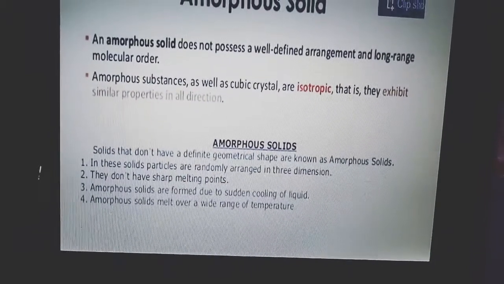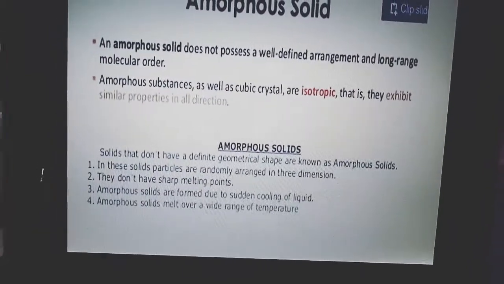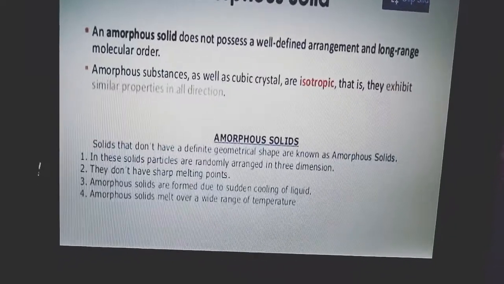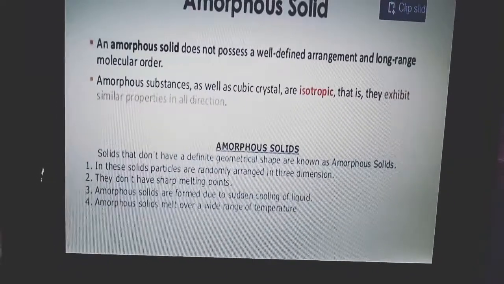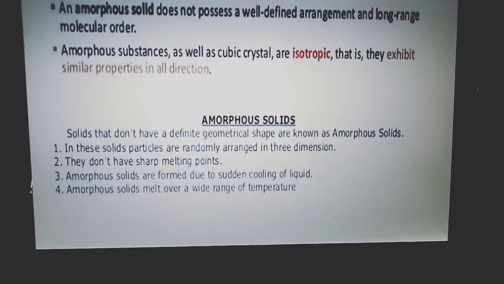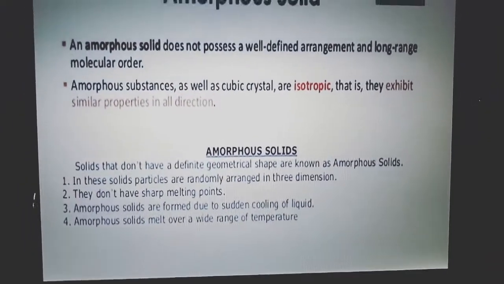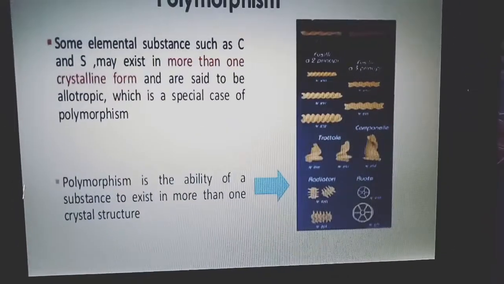Amorphous solids are formed due to sudden cooling of a liquid. When we cool a liquid suddenly, the result is an example of an amorphous solid. Amorphous solids melt over a wide range of temperature.